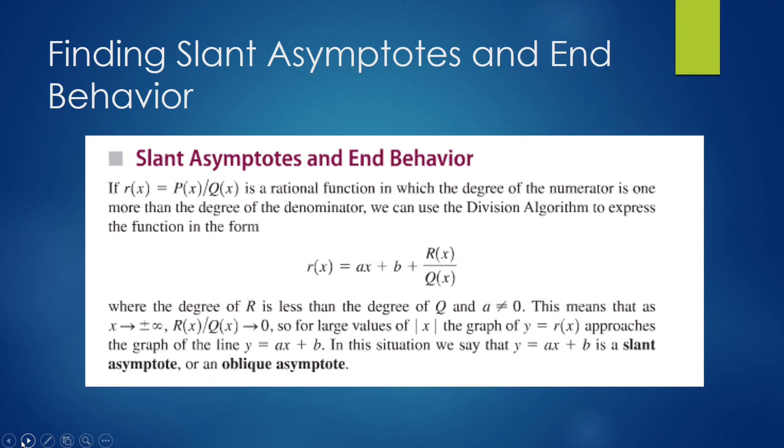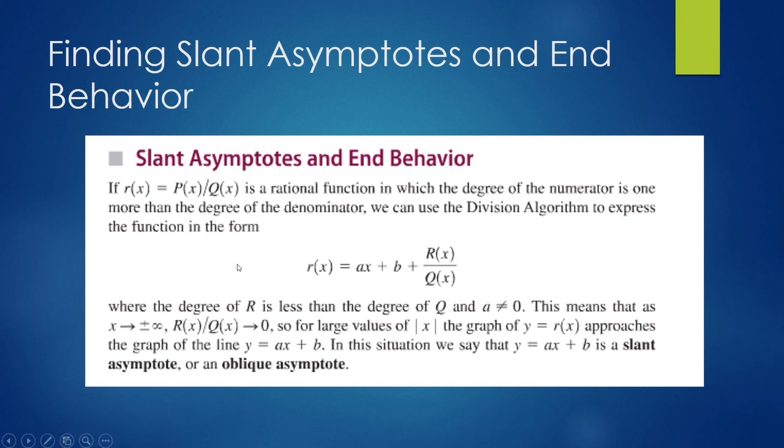Slant asymptotes. We talked a little bit about end behavior already, but slant asymptotes: if we're given a rational function in which the degree of the numerator is 1 more than the degree of the denominator, we can use the division algorithm to express the function in this form. Basically, this is as if you had done your long division or your synthetic division. You can use that as the algorithm.